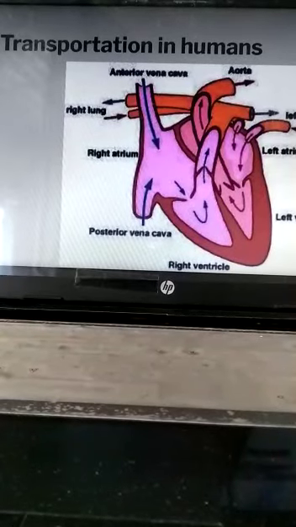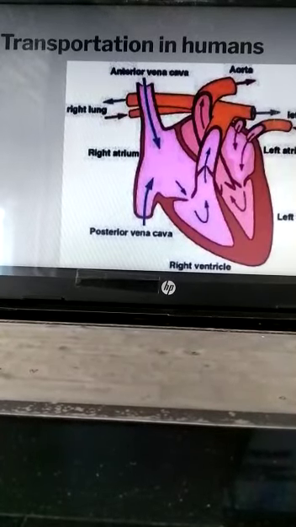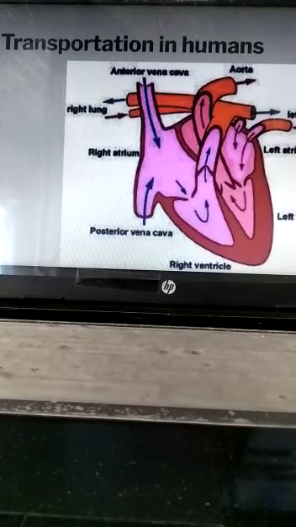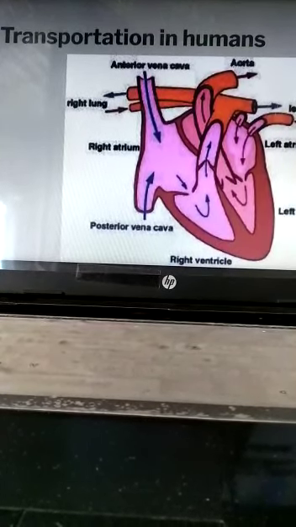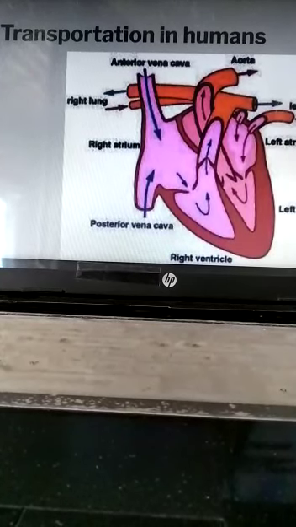Hello children, now we will see the circulation of blood in the human body. The circulation of blood contains 6 important steps.